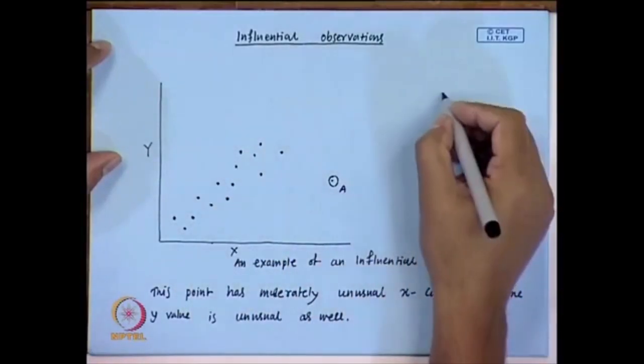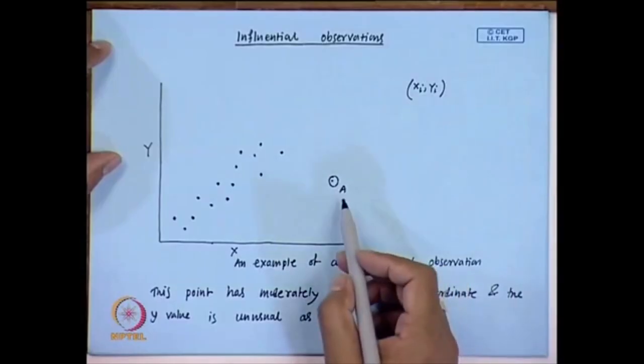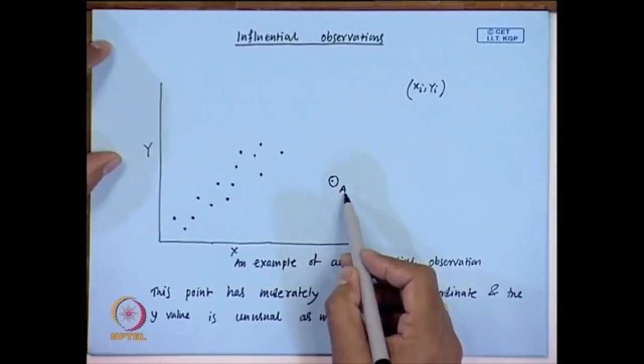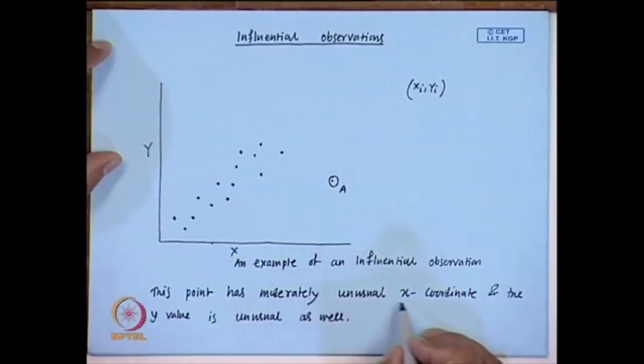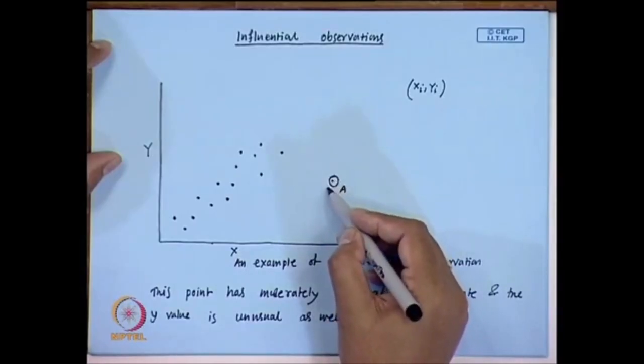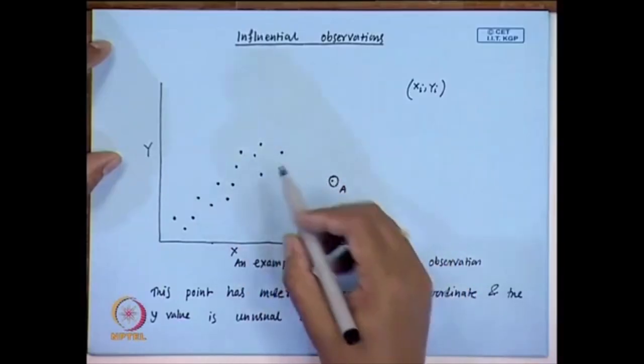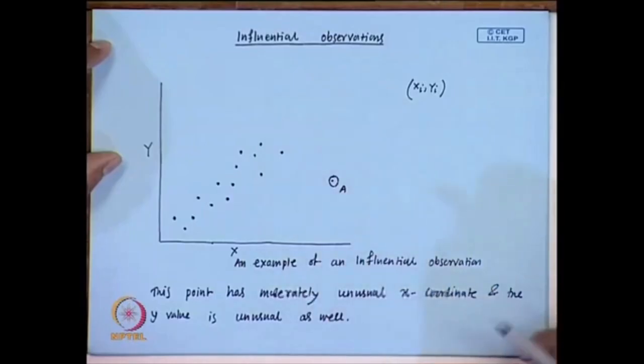And next we will be talking about influential observation. So here is an example of influential observation. So look at this point A here. Again, this is the scatter plot for the given observation xi, yi, and the point A here has moderately unusual x coordinate, and also it has moderately unusual y coordinate. So this point has moderately unusual x coordinate, and also it is not in the general trend of the data. So this point is called an influential observation.